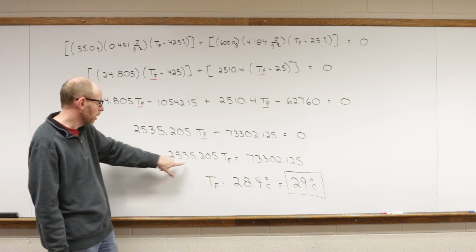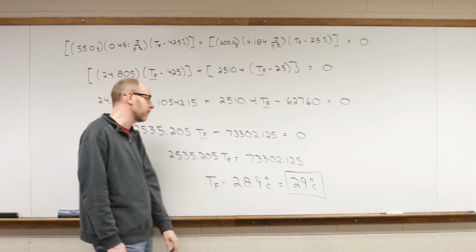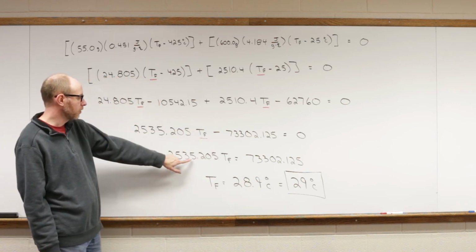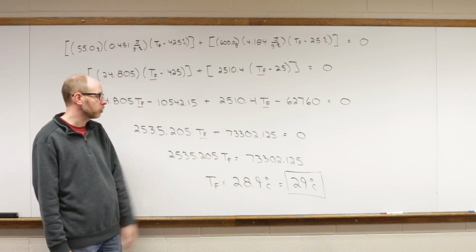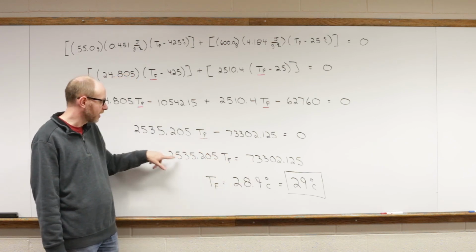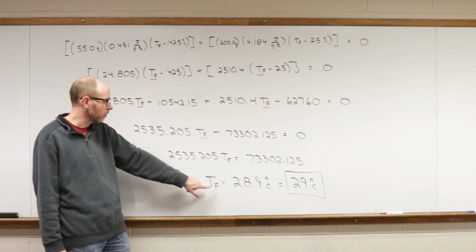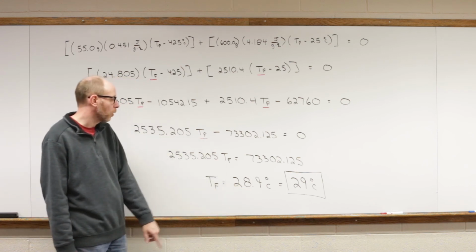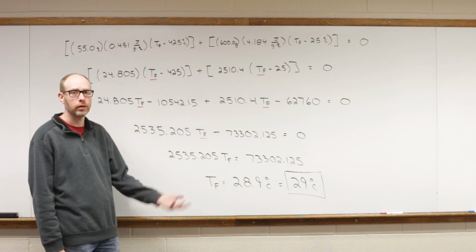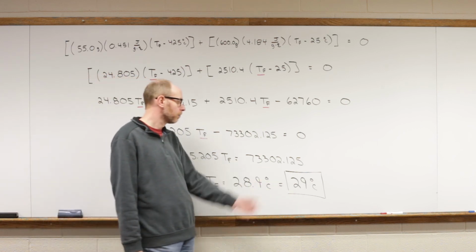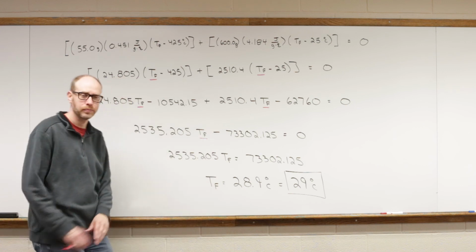Okay, so now we've got some number times T final equals this 73,000, and I'm just going to divide both sides by that 2,535.205. Crosses out here, so I get T final by itself, and then I end up with my temperature on the right-hand side. Then I just round it to the correct number of significant figures. I get my 29 degrees C.